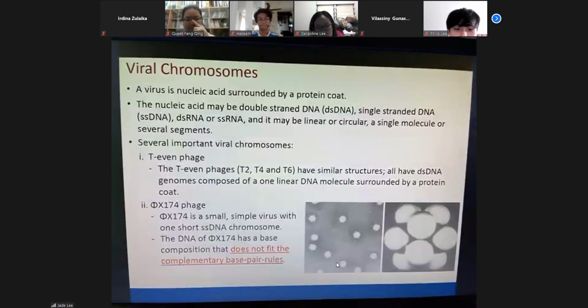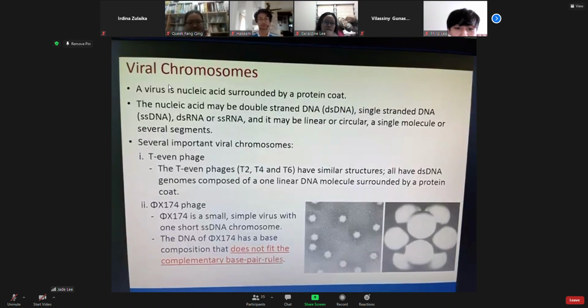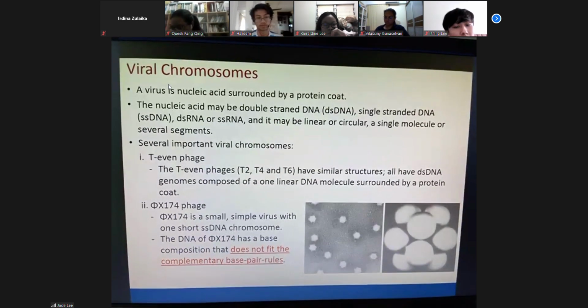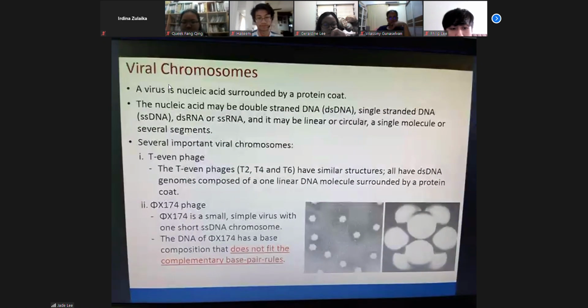It's just an introduction. How about viral chromosomes? Basically a virus is a nucleic acid surrounded by a protein coat. The nucleic acid may be double-stranded or single-stranded, and it may be linear or circular, in a single molecule. For the T phages, we have T2, T4, and T6, which have very similar structure and a double-stranded DNA genome composed of one linear DNA molecule surrounded by a protein coat.